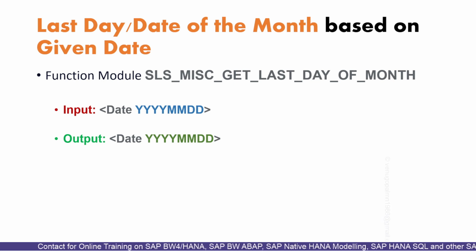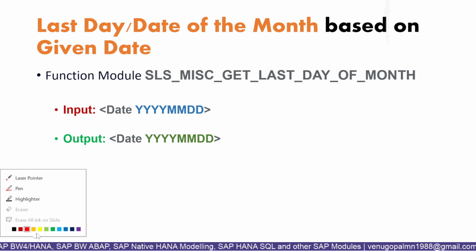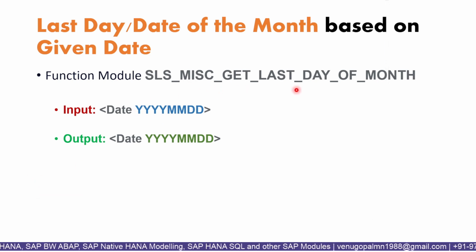Just to give an overview, there is a function module given by SAP called SLS_MISC_GET_LAST_DAY_OFF_MONTH. This function module is present in both ECC and BW, and in the higher versions of ECC such as S/4, and in the higher versions of BW such as BW on HANA or BW/4HANA. We can make use of this function module and determine the last day of a month. This function module has two things, one is input and one is output.